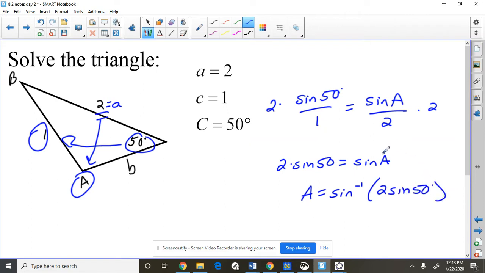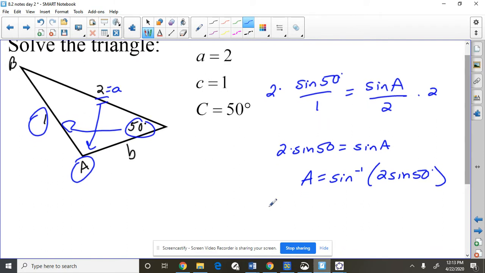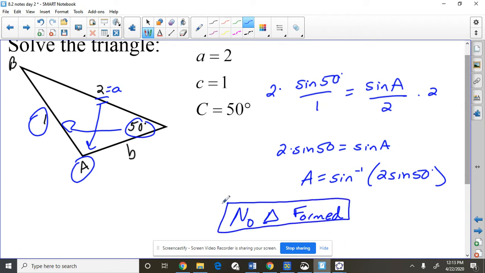Now, when I put that into my calculator, it's going to give me a domain error. The domain error means that this triangle does not exist. This is the case where there is no triangle formed. So if you get an error, that's because there is no triangle. When you do 2 times sine of 50, it's bigger than 1, and sine is never greater than 1.